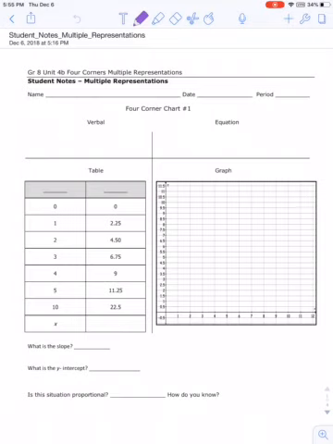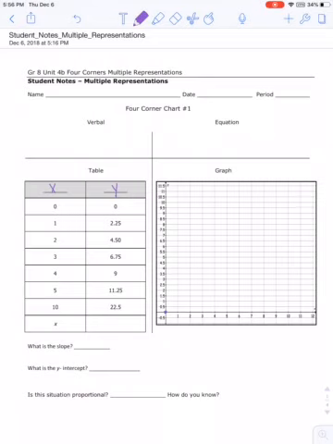So we're going to start with number 1 here on your notes, and we're first going to be given a table. And we need to create a graph, equation, and a verbal situation. So to do this, we can easily go from a table to graph just by plotting those points. So that's what I'm going to start with here. To plot these points, I'm just going to remember that this is x, that is y, and then plot accordingly.